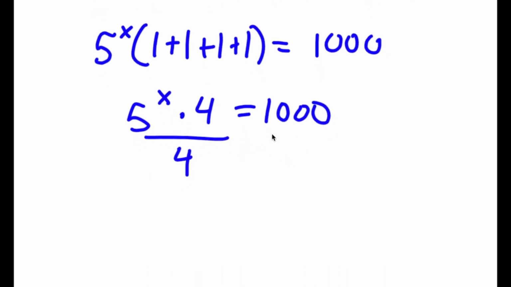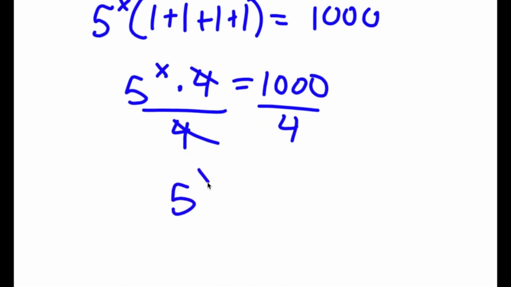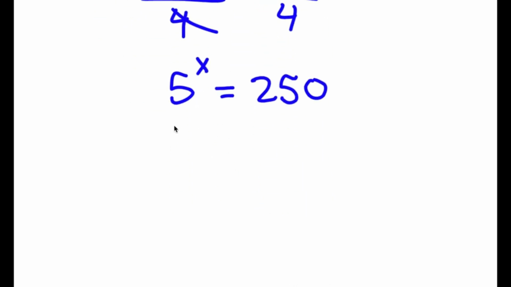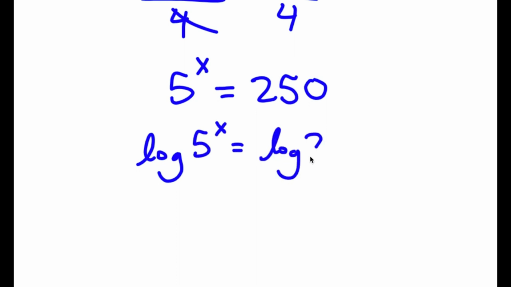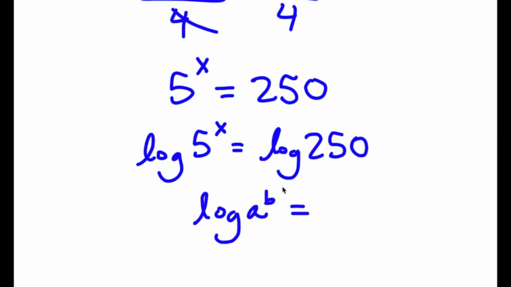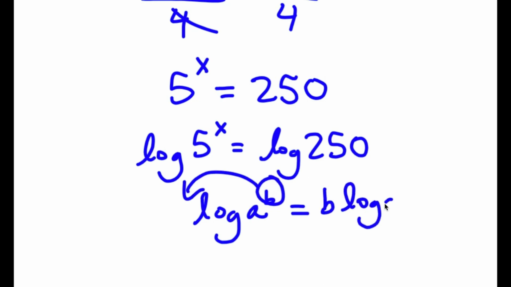Now if I divide both sides by 4, these two cancel out, and I get 5 to the power of x is equal to 250. So now I'm going to take the log on both sides. So now I have log 5 to the power of x is equal to log 250. And if I have something in the form log a to the power of b, I can move this exponent b to the front. So now I have b times log a.